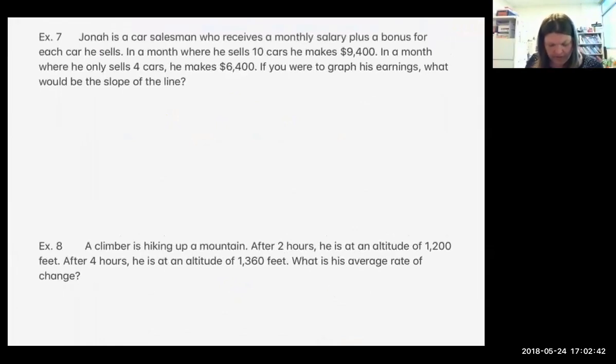Now, I have seen problems like number 7, example 7, a lot on the GED, where they're straightforward, but it's a little confusing which is your independent variable and which is your dependent variable. So let's take a look.